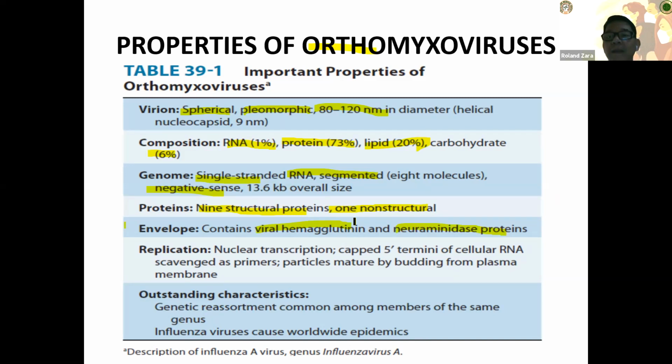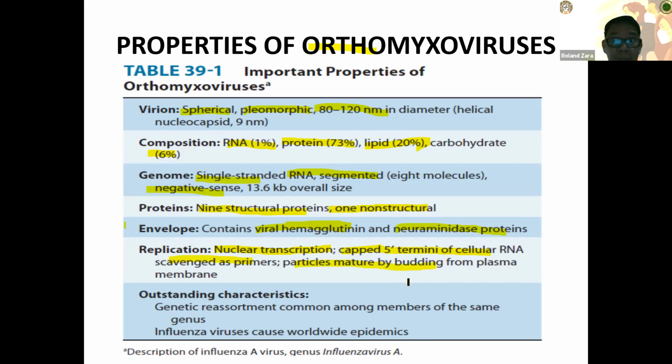Antigenic structure of your orthomyxovirus. Antigenic because this is the one where your antibody binds, producing an antigen-antibody reaction. That's why they are antigenic, particularly your hemagglutinin. And the replication usually happens in the nuclear transcription site. Usually RNA viruses replicate in the cytoplasm, but in this case, it replicates in the nucleus. Later on, the cap 5-prime terminal of the cellular RNA is scavenged as primers, and particles mature by budding from the plasma membrane.